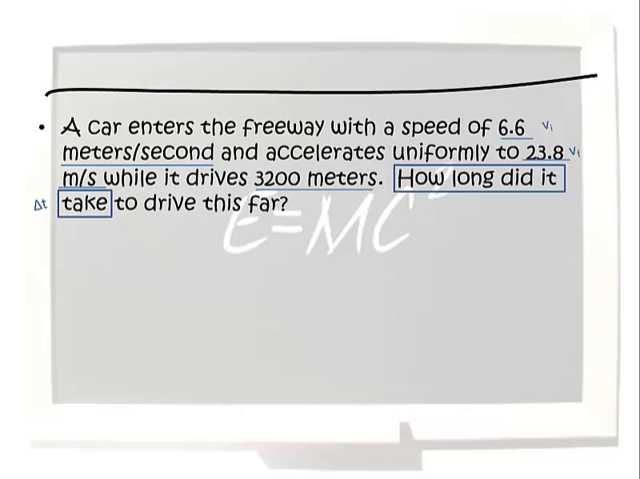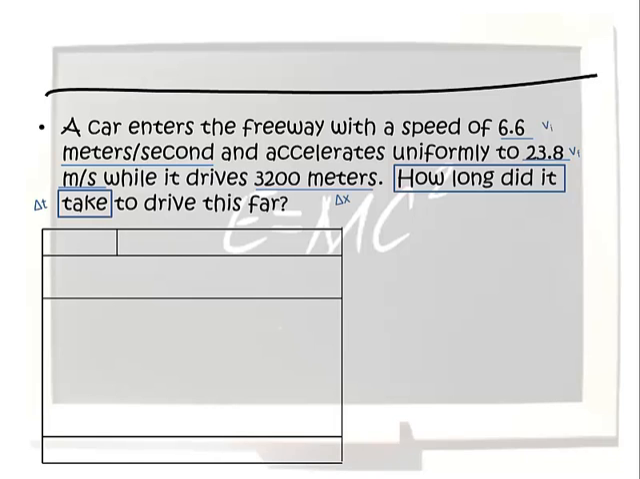And then finally, 3,200 meters. Meters is the unit for displacement or position. In this case, it's displacement because that's the difference between where it started and where it ended up. Delta x. Now let's set up the equation box. The first box gets what we're looking for, delta t. And in the second box, we put all of our given information. So we know that delta x is 3,200 meters, vi is 6.6 meters per second, and vf is 23.8 meters per second. We're going to use our displacement with constant acceleration equation.